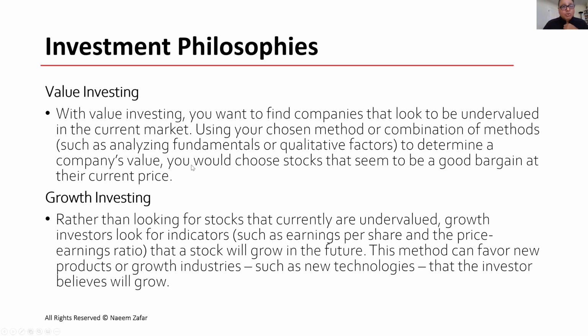So you look for some unusual reason why some stock is undervalued because of bad public relations or something funny happening. But long term, there's nothing wrong with the company. Growth investing is, again, looking for stocks which are currently undervalued, and they look for indicators like price earning ratios and all that stuff. The third way is technical trading.